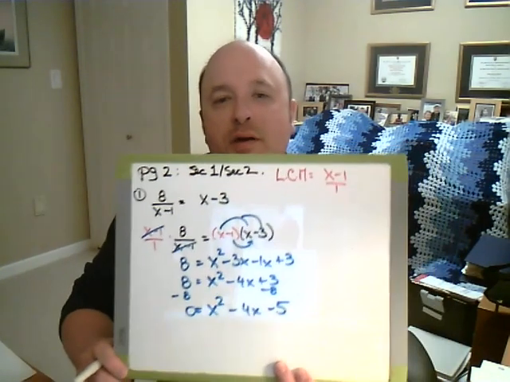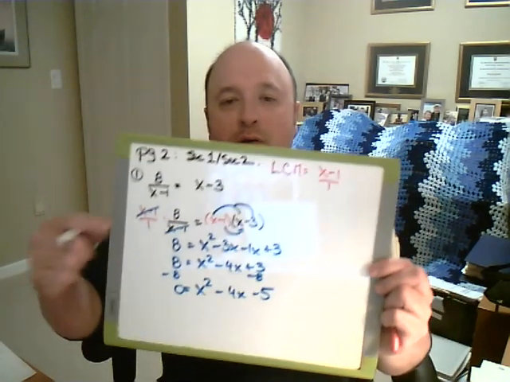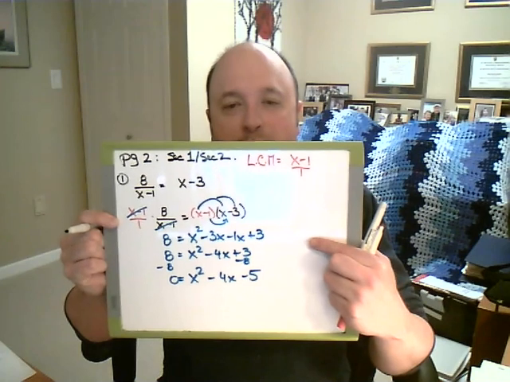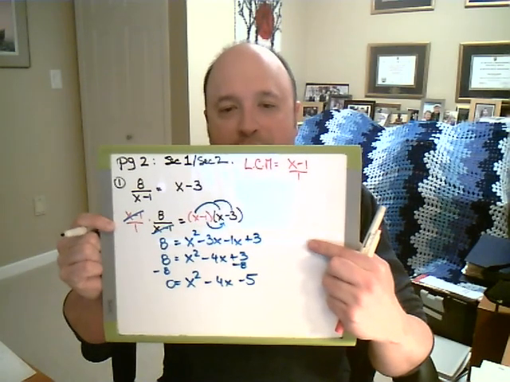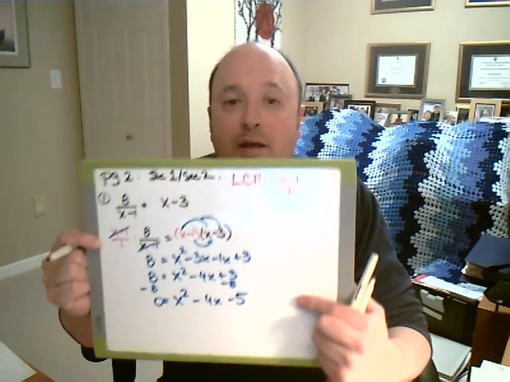Okay, so it's just a matter of tidying things up. Cancel out, do the front door bomber over here, do the front door bomber on that side, work your way down, gathering like terms. It's a quadratic, so one side has to equal 0. Now what's the next step?